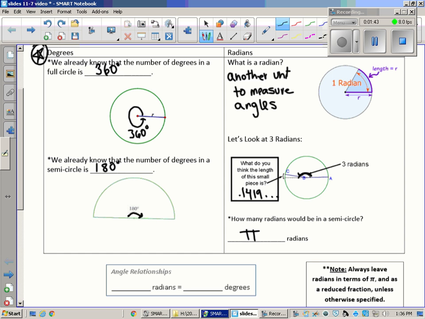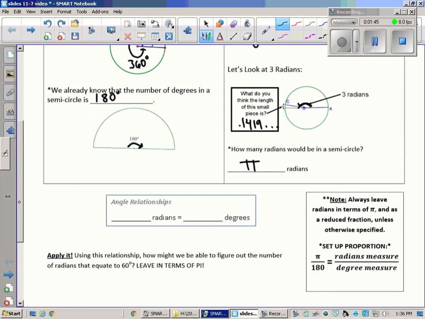So we have a relationship here that is formed. For every pi radians for an angle, it's equivalent to 180 degrees for an angle. So using this fact and using this equivalency, we can set up proportions to help us convert an angle that might be given to us in radians into degrees, and an angle that might be given to us in degrees into radians.